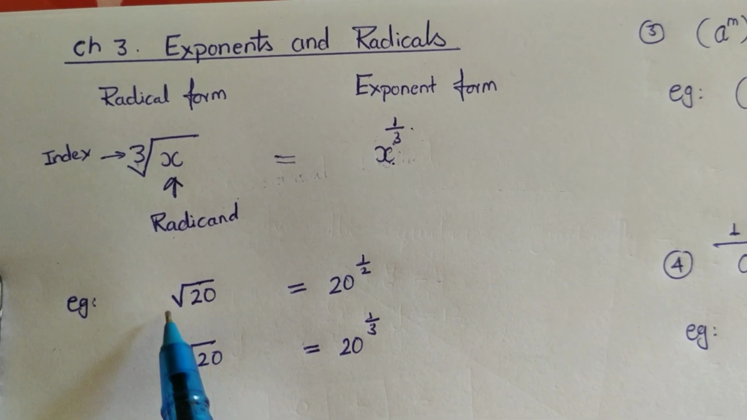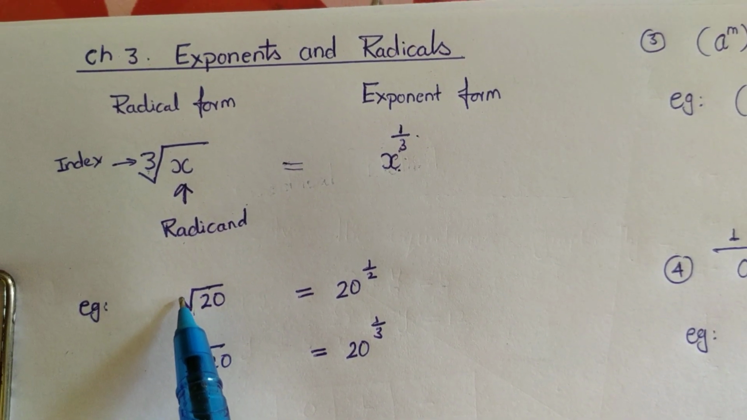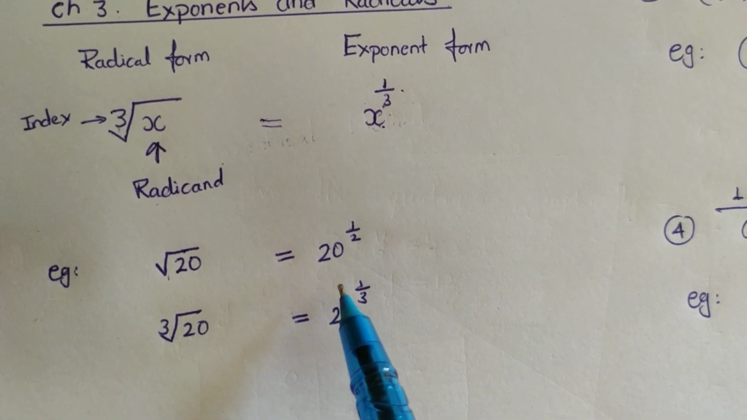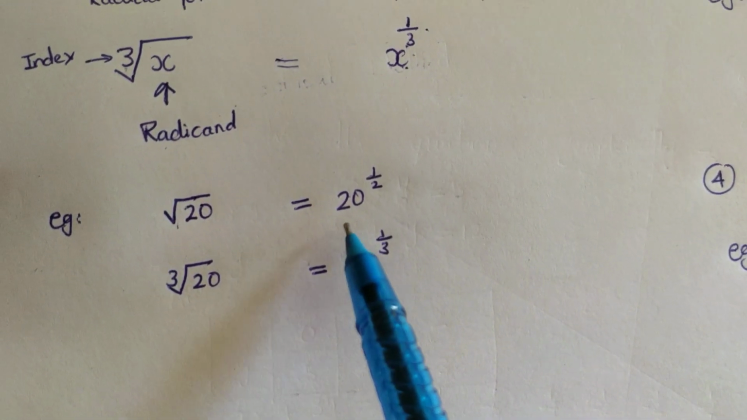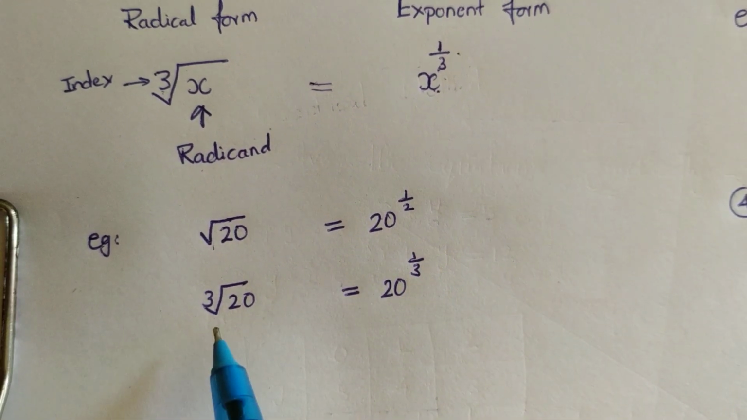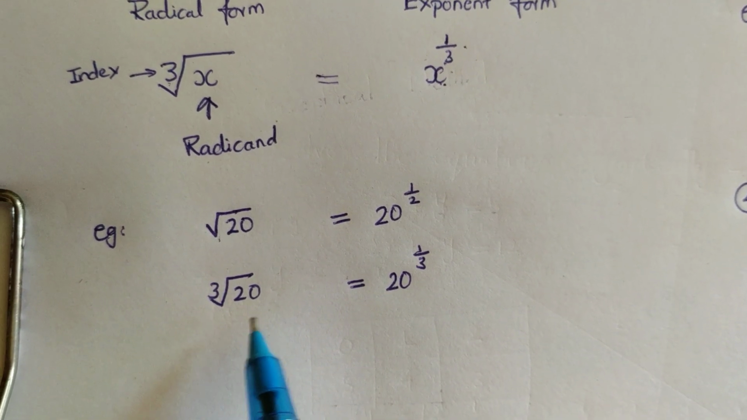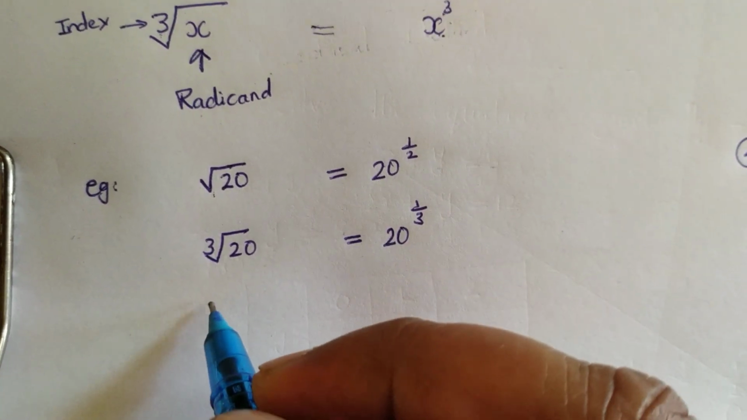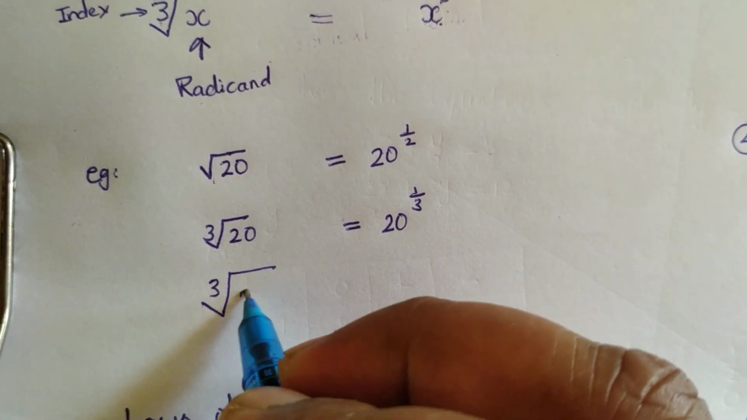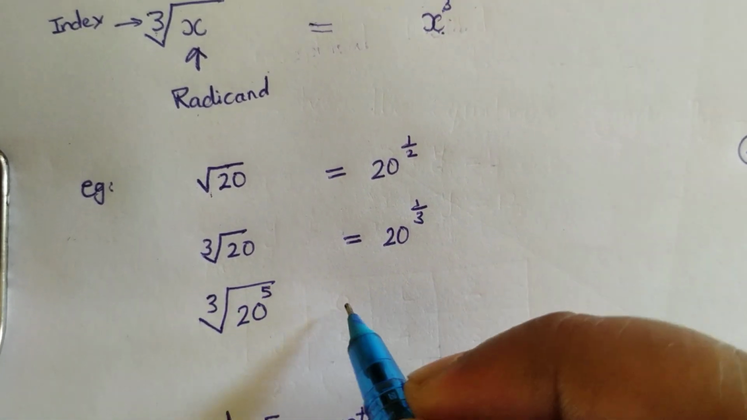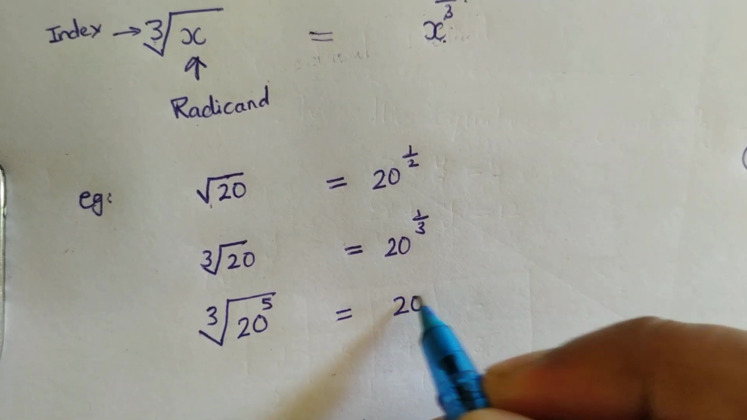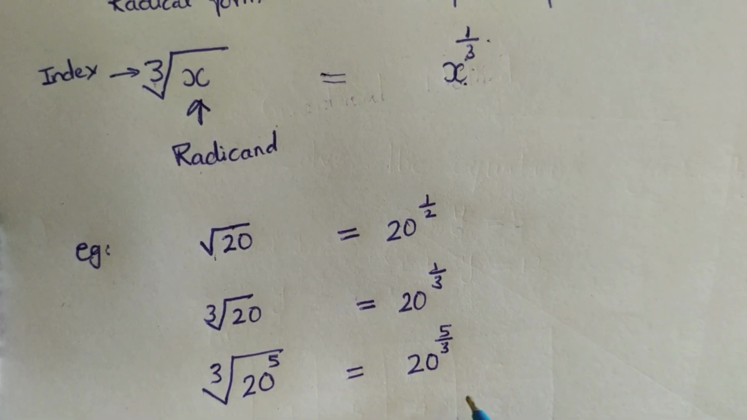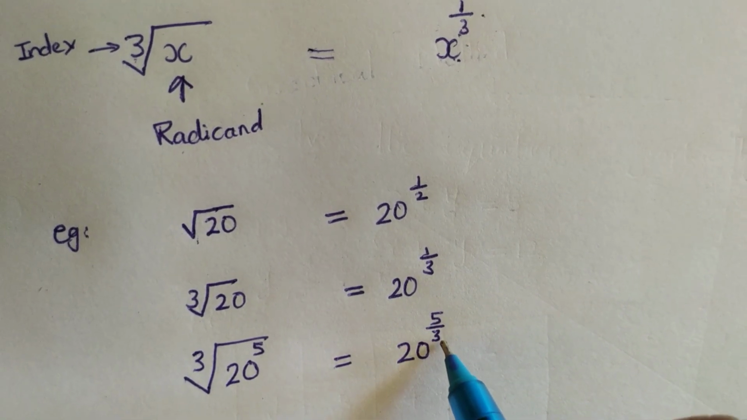Look at some examples. Root 20. Here 2 is hidden, index is 2. Therefore, we can write root 20 as 20 to the power 1 by 2. Similarly, cube root of 20 can be written as 20 to the power 1 by 3. Also, if it is cube root of 20 to the power 5, then this can be written as 20 to the power 5 and 3 can be written as 1 by 3, or we can finally write 20 to the power 5 by 3.